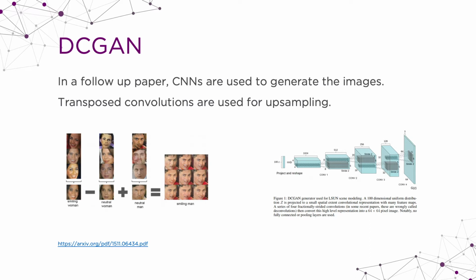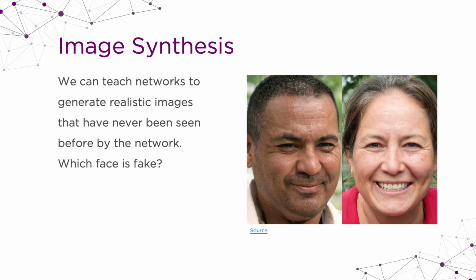And in the DCGAN paper, which I recommend you go read, the link is over there, they do some very interesting face arithmetic. What they do is they take a smiling woman, subtract the representation of a neutral woman, and add the representation of a neutral man, and what they get is a smiling man. So they're able to show that by using the features that the networks learn, they're able to do this arithmetic in this GAN space.